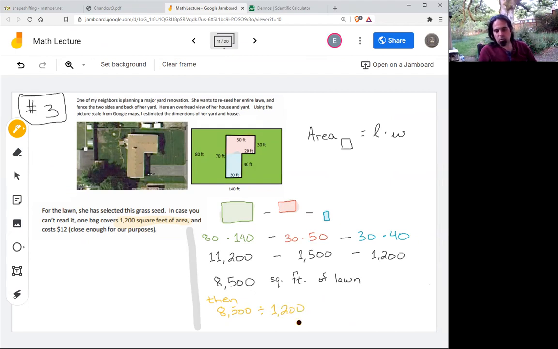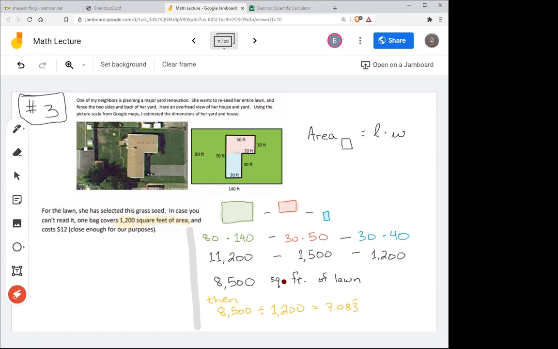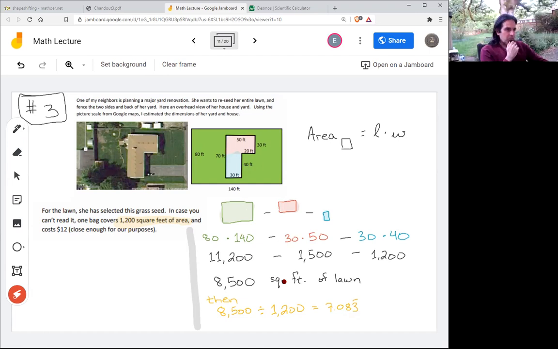So 8,500 divided by 1,200 and I get 7.08 something. So now I have to decide, am I rounding up or down? If I really wanted enough seed to cover all of that green area, I would have to round up. Otherwise, I would be a little bit short. So if you wanted to put the answer of 8 bags, then you can justify that. I think I'm going to round down. Since we mentioned at the beginning, there's a driveway here, and whoever designed this problem forgot about it when they drew their picture. So since I really don't need to buy enough grass seed for the driveway, I'm just going to pretend that that's not there. So about 7 bags.